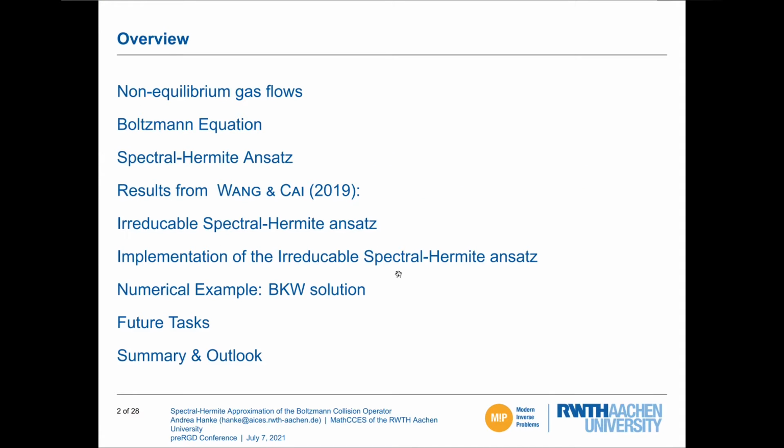I'm going to start by discussing non-equilibrium gas flows and why we need the Boltzmann equation to approximate them accurately. Then I will show the spectral Hermite ansatz. Then I will proceed with results from Wang and Chai, and then I'm going to talk about the ansatz that Manuel and I developed, which is the irreducible spectral Hermite ansatz. I will show the implementation of the irreducible spectral Hermite ansatz and talk about a numerical example. I will conclude my talk with future tasks and a summary and outlook.